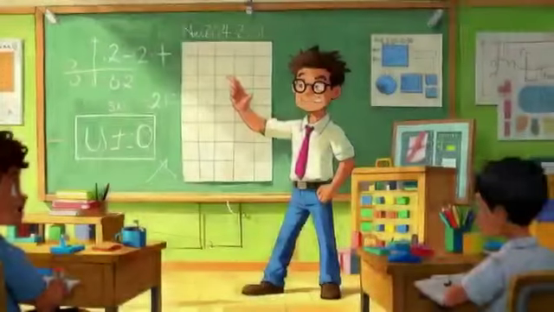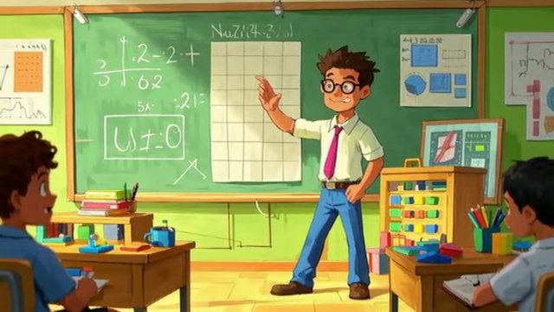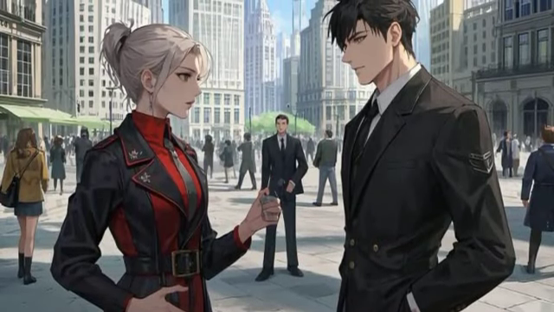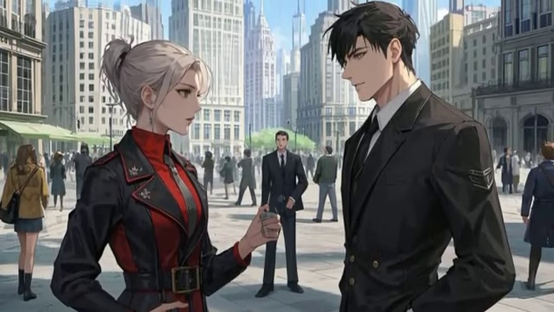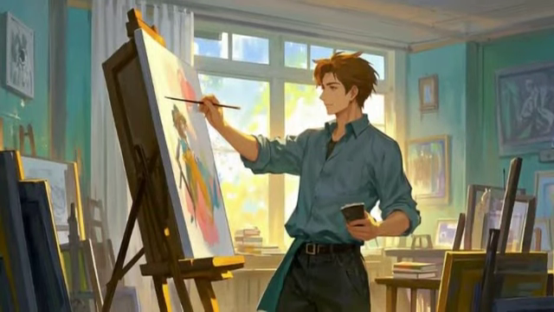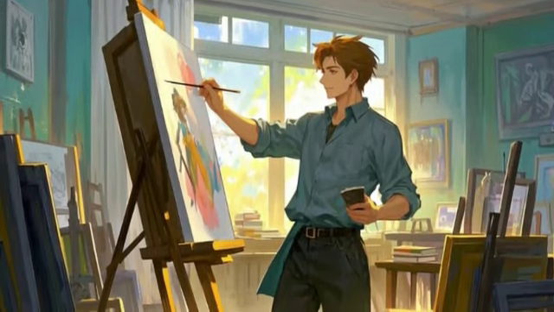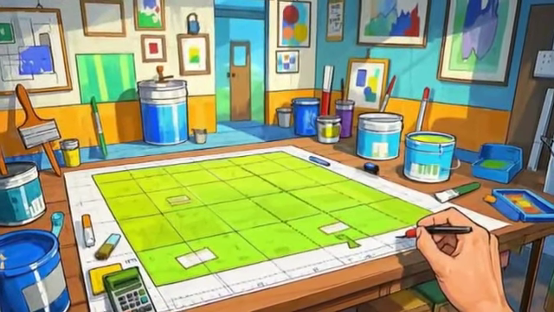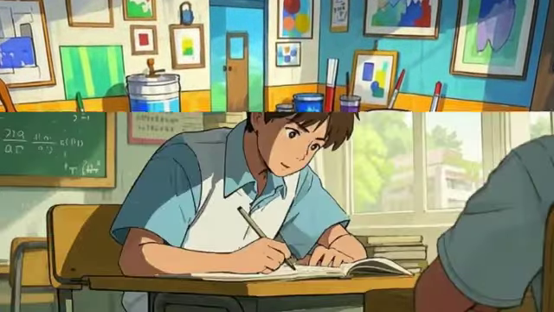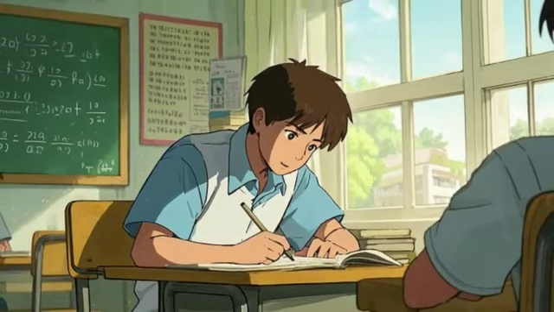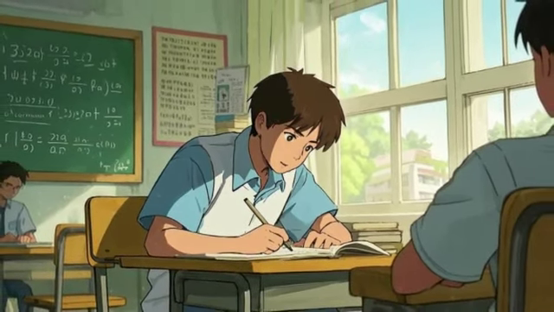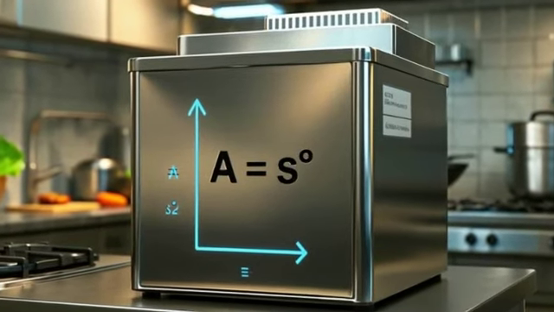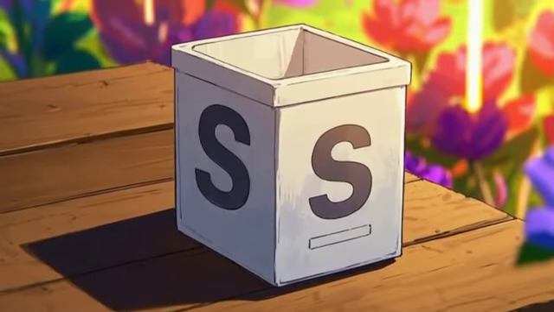Now, when we talk about the surface area of a square, we're essentially talking about the amount of space that the square covers. It's as if you were painting the square and wanted to know how much paint you'd need to cover it completely. To calculate the surface area of a square, we use a very simple formula. The formula is A equals S squared, where A represents the surface area of the square, and S stands for the length of one side of the square.